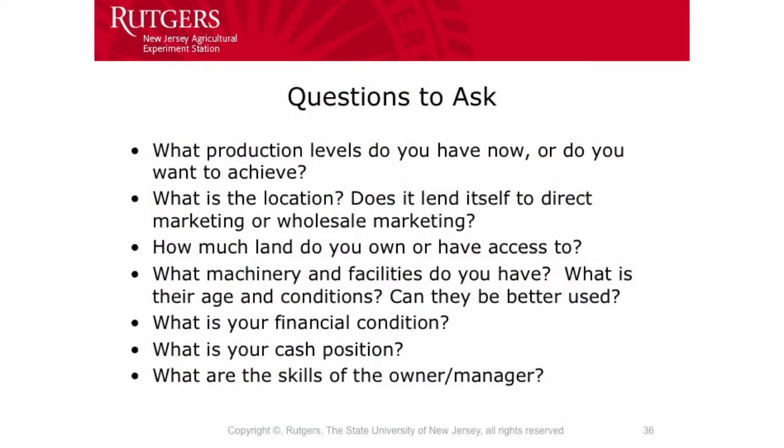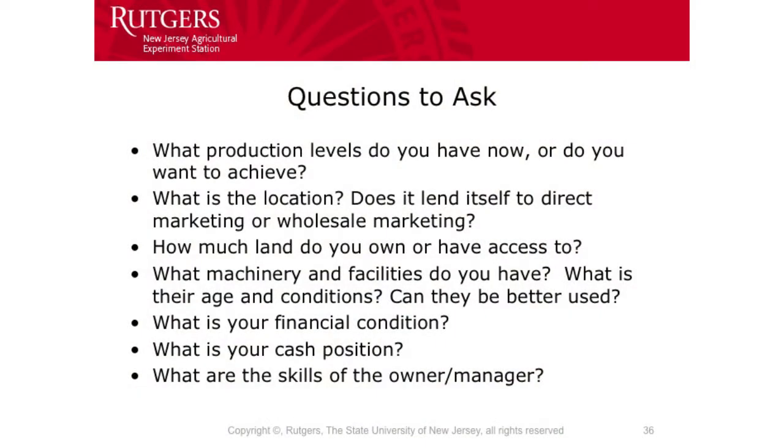So some things to ask when you're doing your SWOT analysis is what protection levels do you have now and do you want to change that? Where is your location? I mentioned that before. Does it lend itself to direct marketing or wholesale marketing? How much land do you own and have access to? How does that impact what you're going to do? What about the machinery and facilities? What are their age and conditions? Can you use them better than you're using them now?